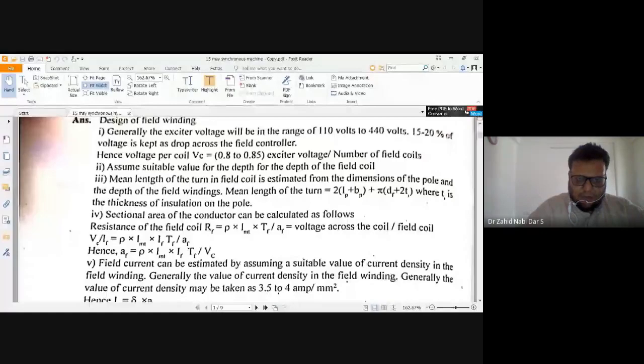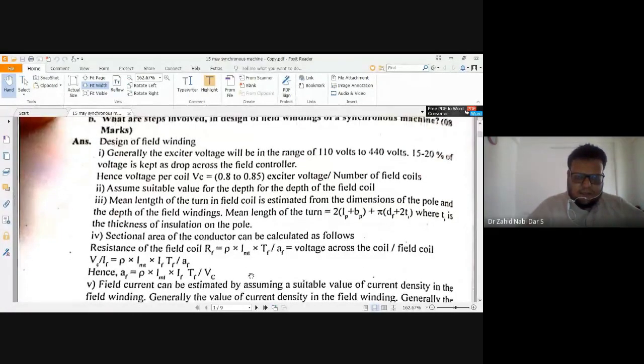Conclude now, and we have to go for the DC machines as well. So DC machines is also very important. These are some of the portions that are left. Like for 8 marks, it has come.